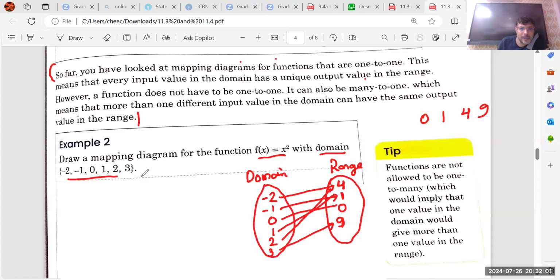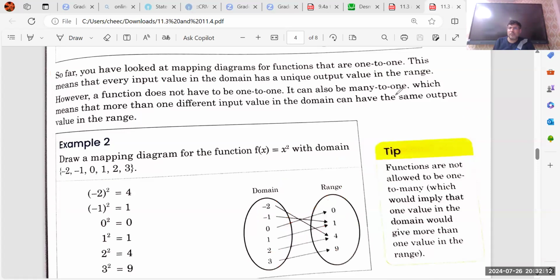Correct? You have to map them like this. Yes, sir. Okay? So don't repeat. If you get two values of 1, if you get two values of 4, you don't have to repeat them. You don't have to repeat the values.